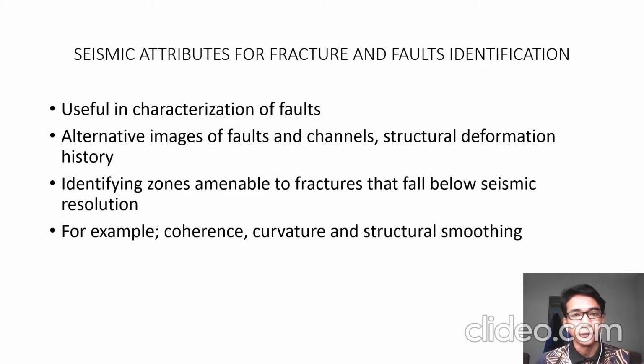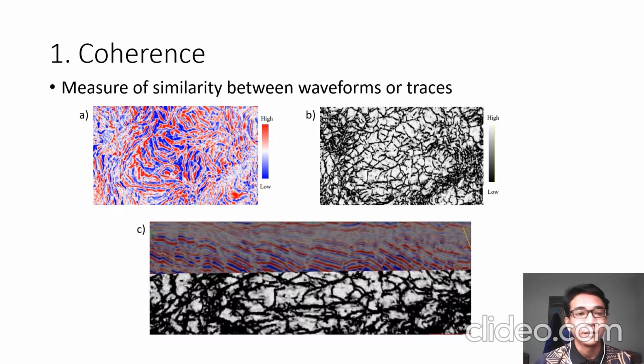There are many types of attributes for identifying faults and fractures, but today I will be explaining three attributes: coherence, curvature, and structural smoothing. First is coherence. Coherence is a measure of similarity between waveforms or traces. The seismic waveform is a response of the seismic wavelet convolved with the geology of the subsurface. That seismic response changes in terms of amplitude, frequency, and phase, depending on the acoustic impedance contrast and thickness of the layers above and below the reflecting boundary.